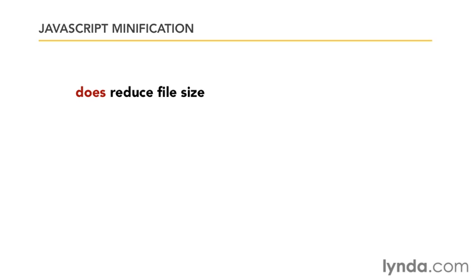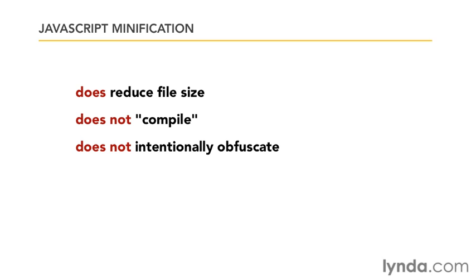The two things minification is not. Number one, this is not compiling your JavaScript into machine code or anything like that. It is functionally identical. It's just a smaller amount of characters. And number two, it's not intentionally scrambling it. Yes, minified code is ugly and it's tougher to read, but that's not why we do it. It's not for what's called obfuscation.